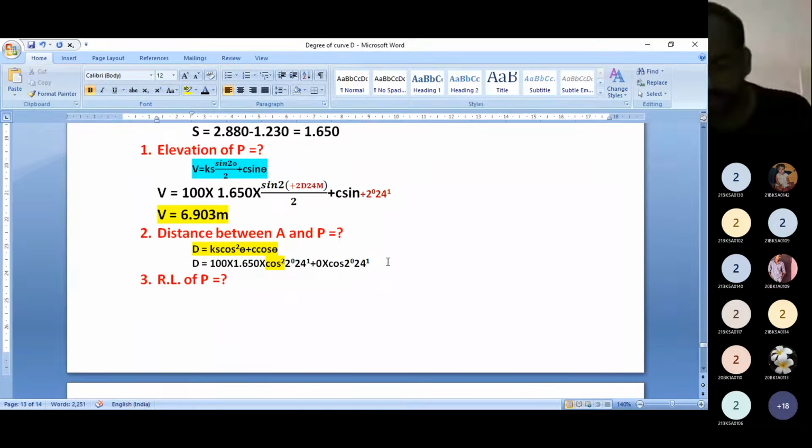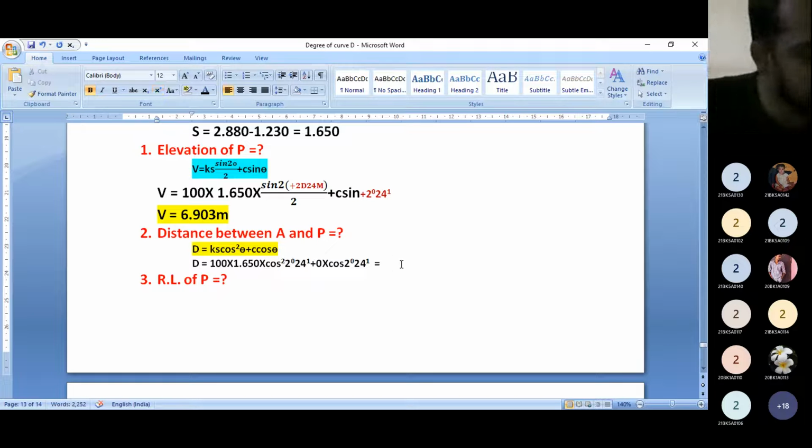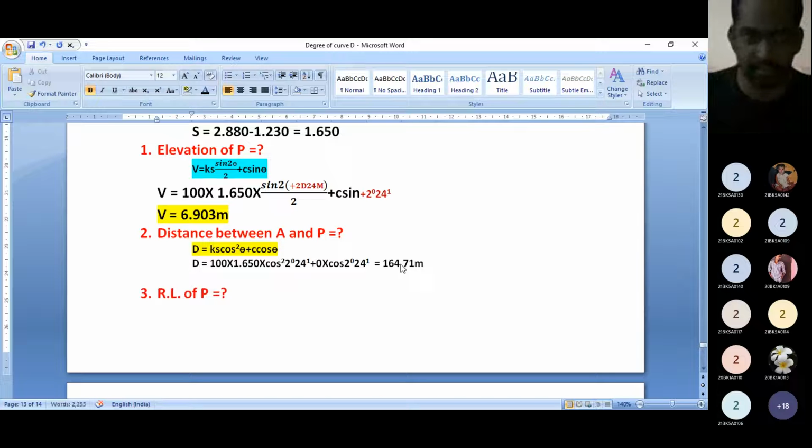Calculate and tell me the D value. 164.71 meters, yes, correct. So that is the D value we got: D equals 164.71 meters. Next we have to calculate the RL of P.